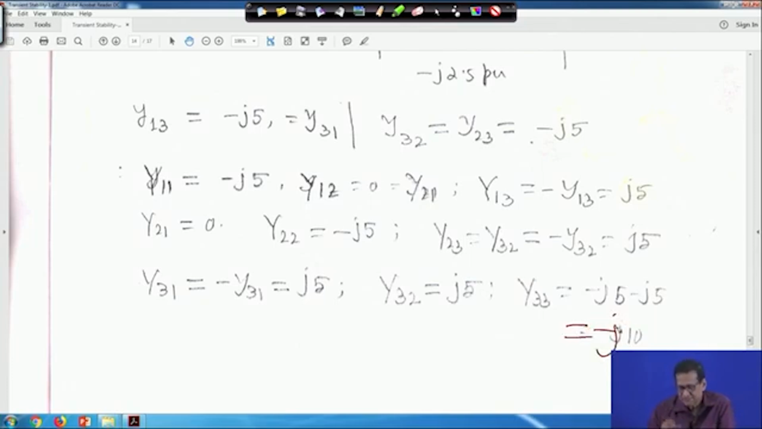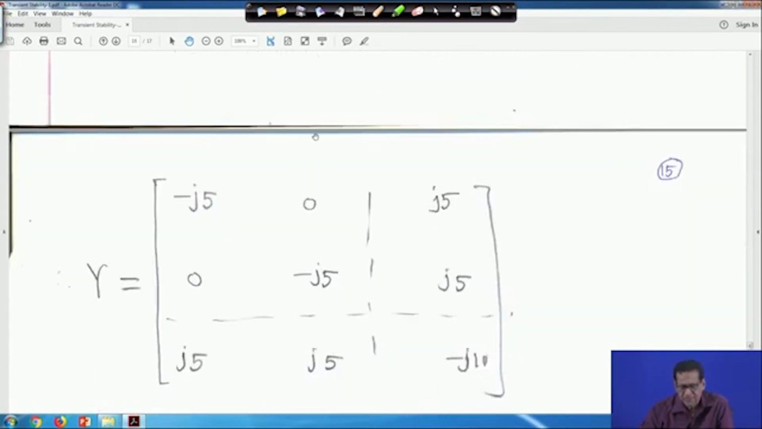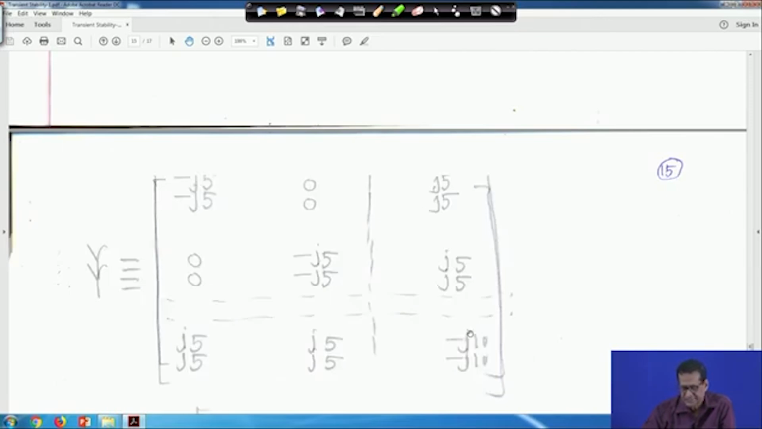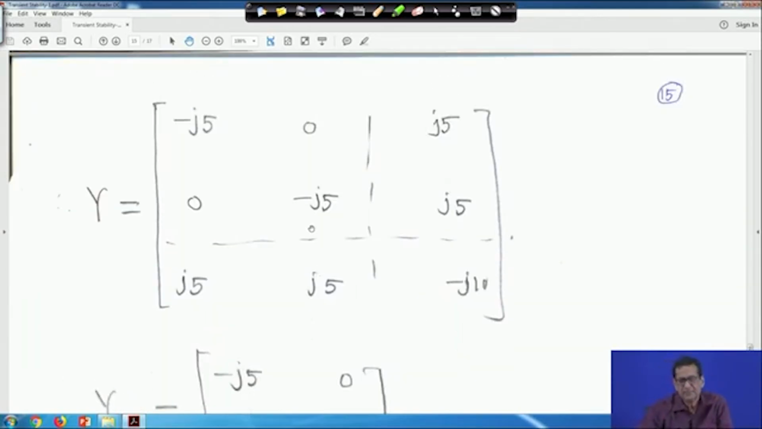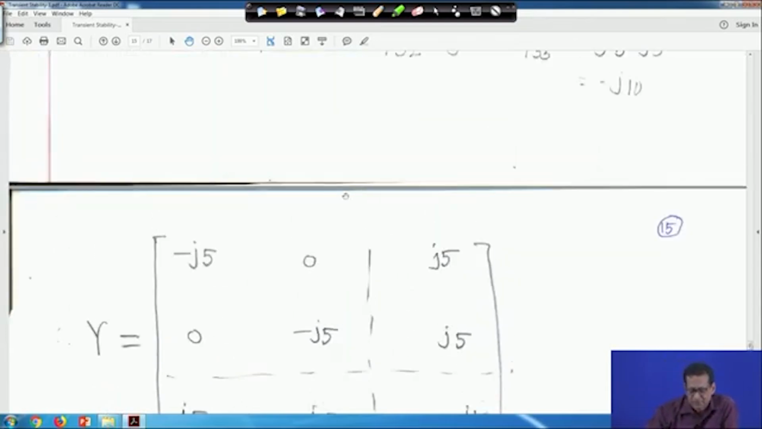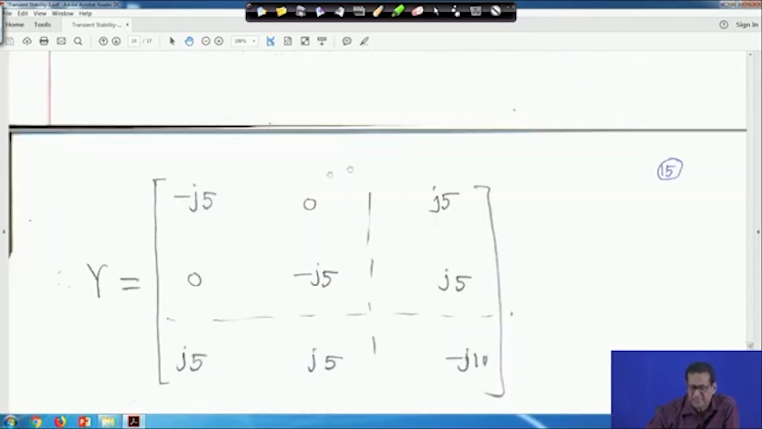This matrix form I have shown later. So this is all the Y matrix, and you know how to calculate this. Now this Y is actually minus j5, then 0, then j5, then 0, minus j5, j5, and minus j10. Now, in this case, if you look into this, Y11 is minus j5.